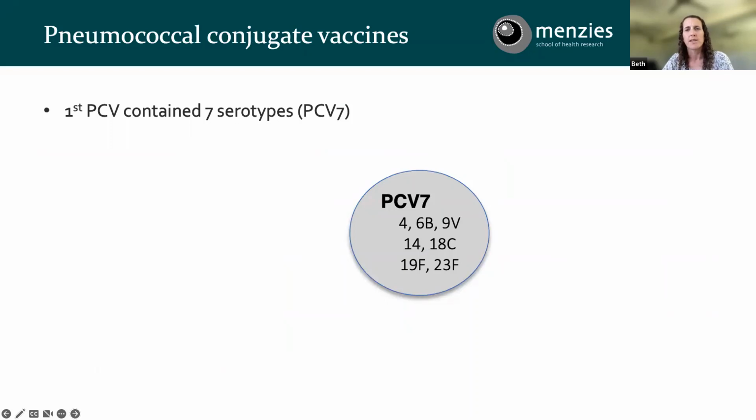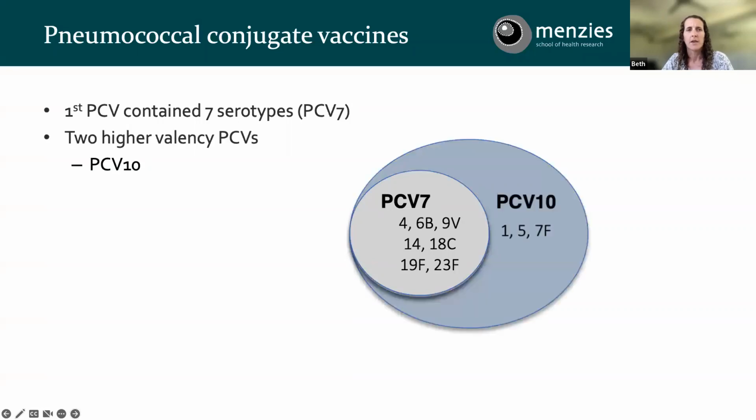The first was a 7-valent PCV, and its introduction led to dramatic reductions in invasive pneumococcal disease, or IPD. However, this was coupled with an increase in non-vaccine type IPD, so disease caused by serotypes not included in the vaccine, which led to the development of the need for higher valency vaccines.